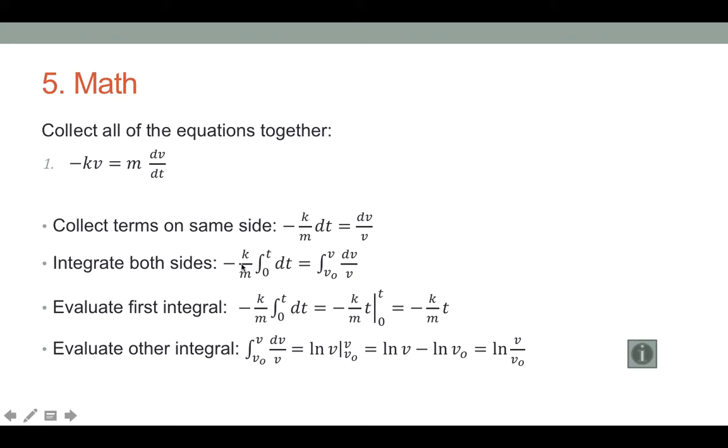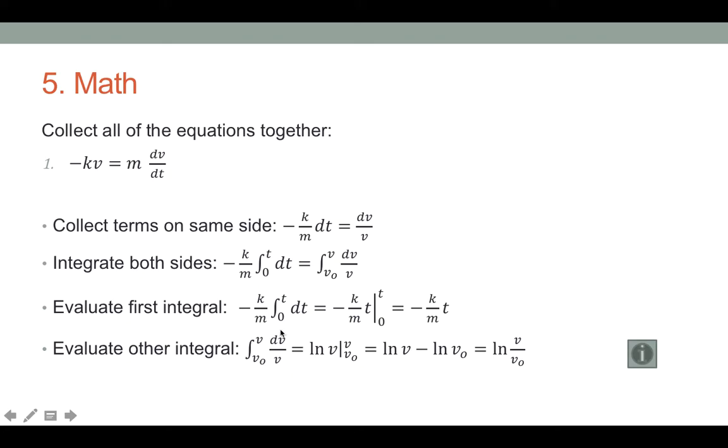So here we have minus k over m times the integral from 0 to t of dt, and that equals the integral from v0 to v of dv over v. So we have two integrals to evaluate. First we're going to evaluate the integral on one side, which is just minus k over m times the integral from 0 to t of dt. Well, that's straightforward, the integral of dt is just t, and since it's a definite integral, it's evaluated at the lower and the upper limits. Well, the lower limit is conveniently 0. So the first integral just simplifies down to minus k over m times t.